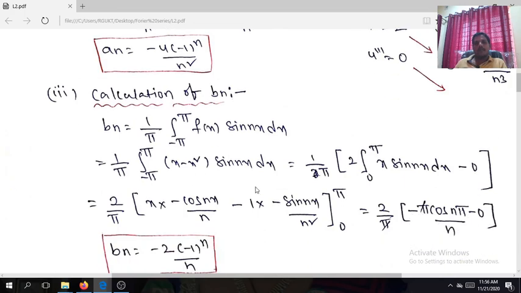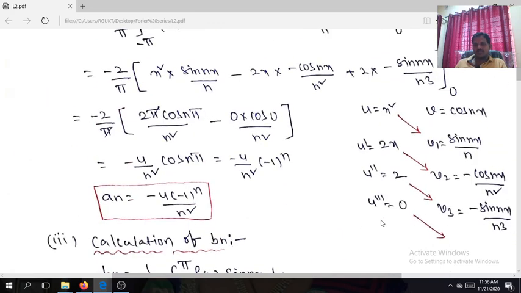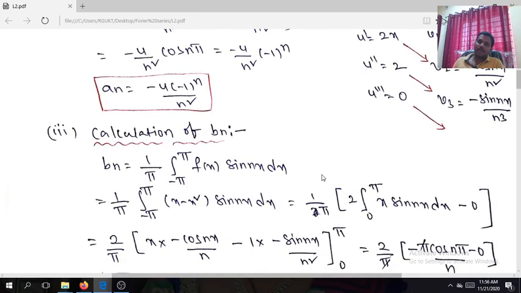Clear? Okay. Now here you take out this 2 before the bracket, 2 by pi. Again, I am using the same Leibniz rule for finding the integration by parts. Here first function is x and second function is sin nx. Integration of x sin nx with respect to x is minus x cos nx divided by n, minus: x derivative is 1, into integral of cos nx, which is sin nx, already minus there, sin nx divided by n also there. So sin nx divided by n square we have, right? Minus sin nx divided by n square.